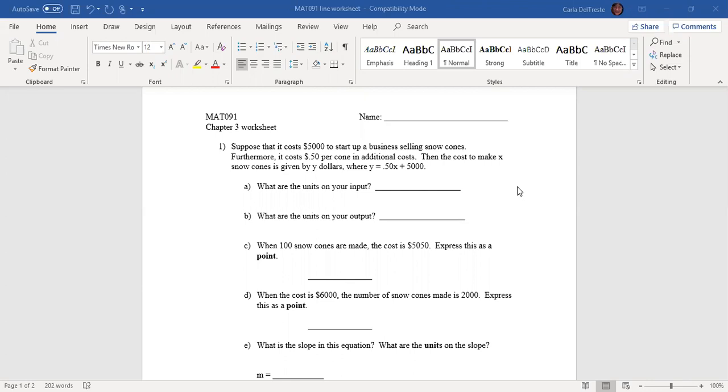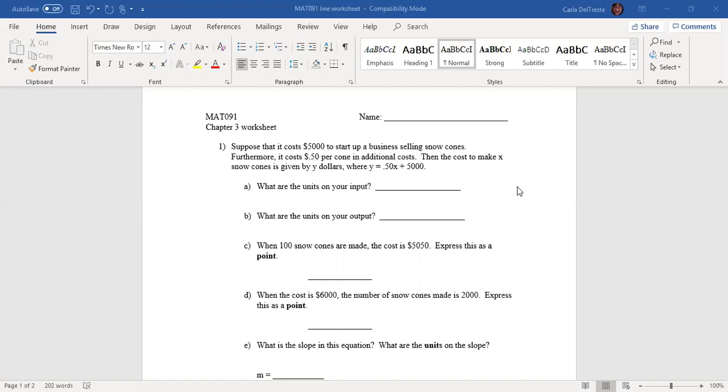So the first problem here is: suppose that it costs $5,000 to start up a business selling snow cones. Furthermore, it costs 50 cents per cone in additional costs. Then the cost to make x snow cones is given by y dollars, where y equals 0.50x plus 5,000.